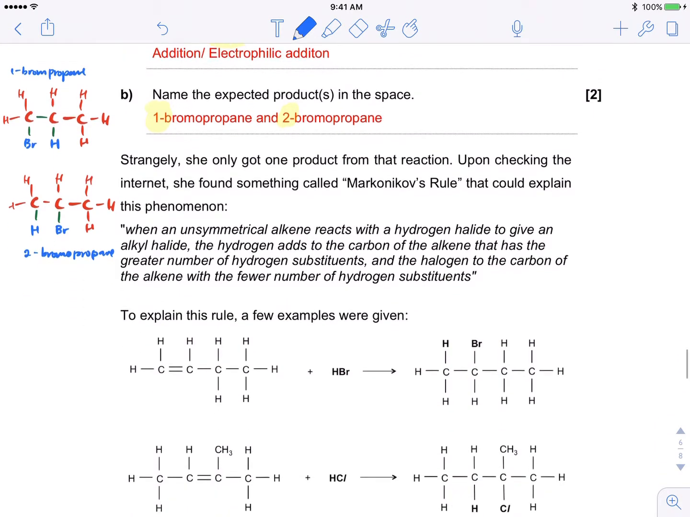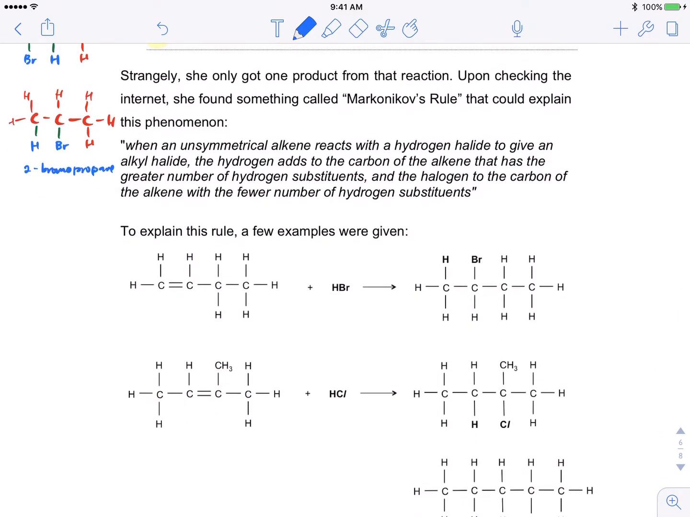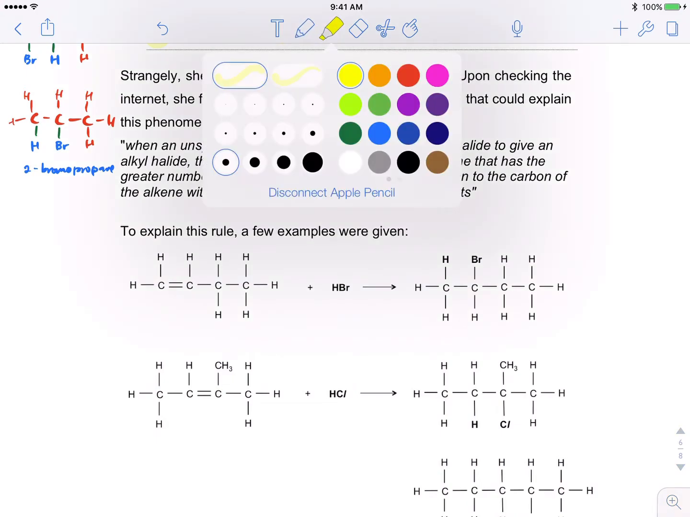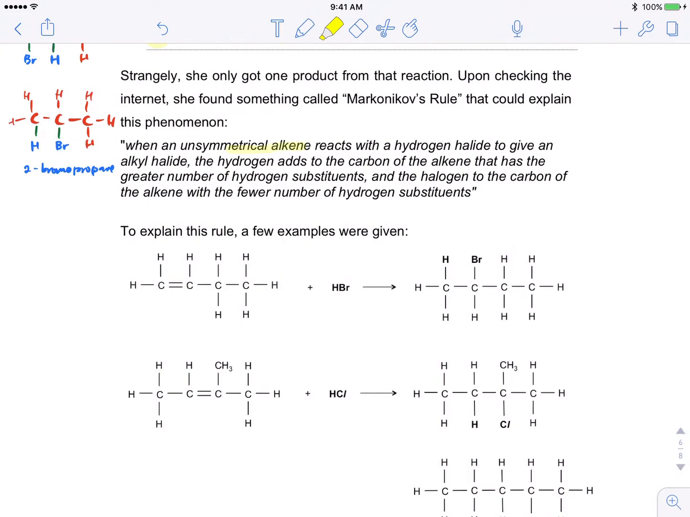Okay, I never say, but she checked on the internet. She found something called Markovnikov rule that can explain this phenomenon. When an unsymmetrical alkene reacts with a hydrogen halide to give an alkyl halide, the hydrogen adds to the carbon of the alkene that has the greater number of hydrogen substituents. So H add to the one with more H, halogen add to the one that has fewer hydrogens.